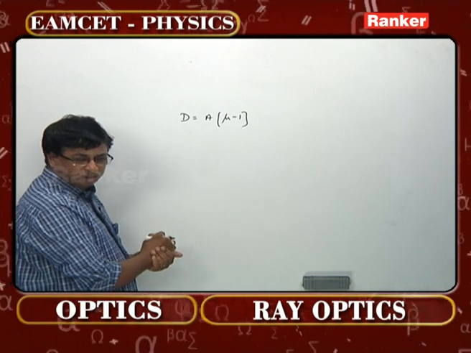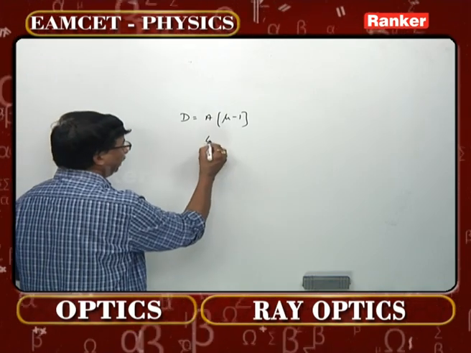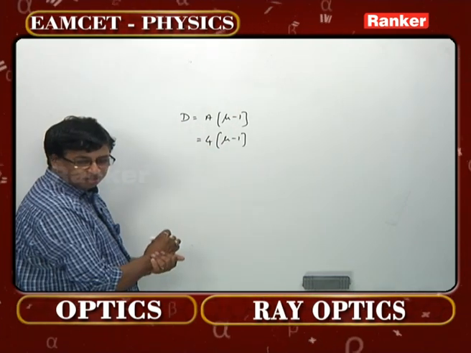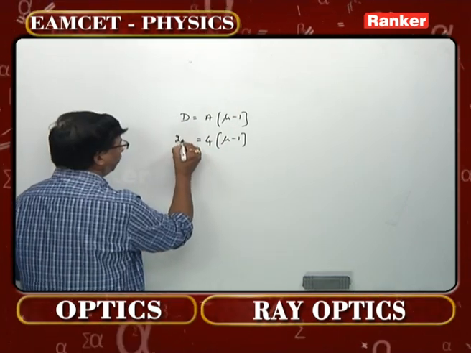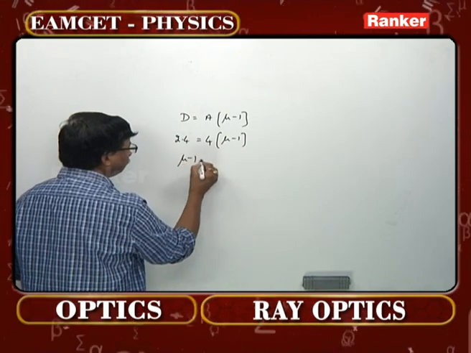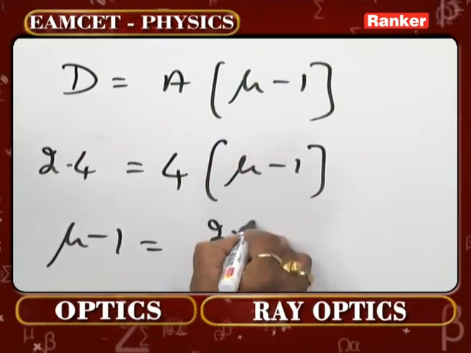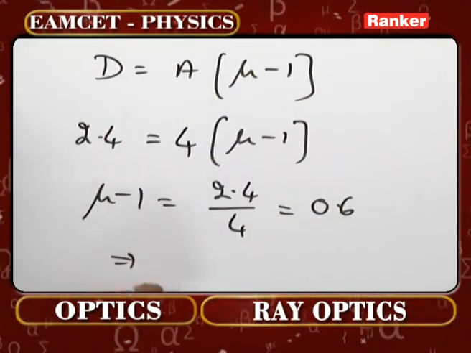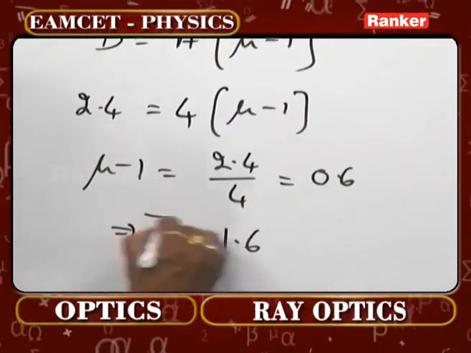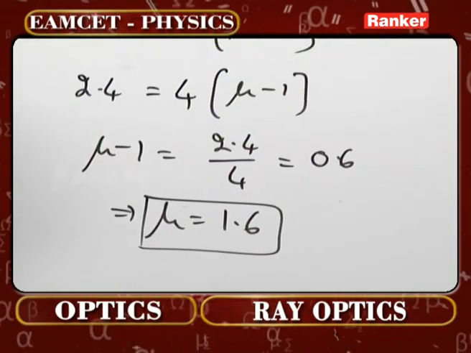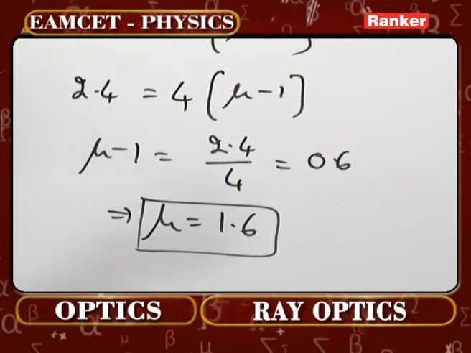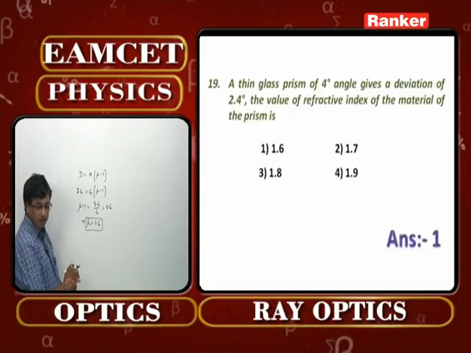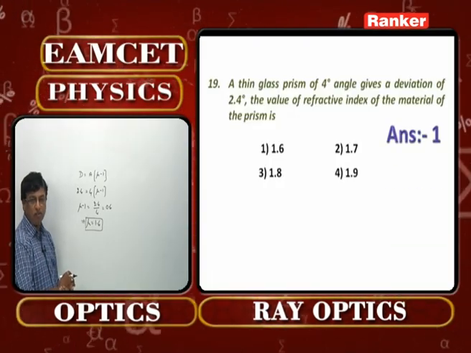Now what are the values he has given you? A thin glass prism of angle 4 degrees, into (mu minus 1), is equal to the value of D that is given, 2.4. Then mu minus 1 will be 2.4 by 4. How many times it goes? 0.6 times. So what should be mu now? 1.6 must be the refractive index of that particular small angled prism. So the first option is going to be the correct option for this question number 19.